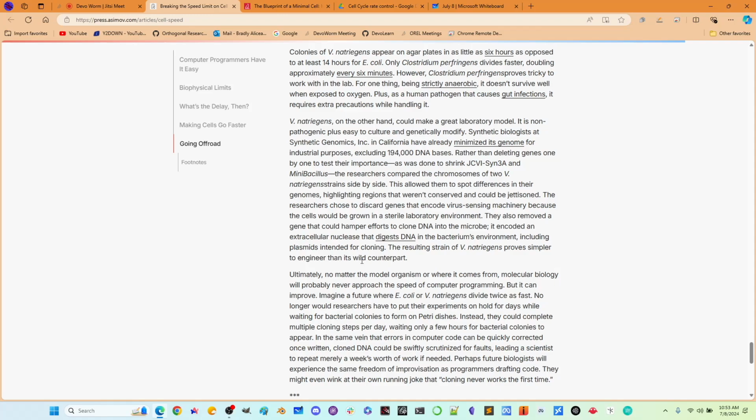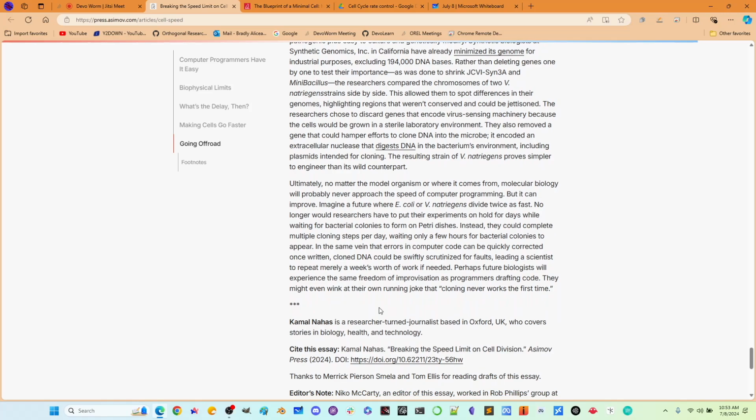So we're trying to reduce the time it takes to divide. And so this is where we just have to imagine, how efficient can we make these systems? How fast can we speed up cell division? When we're working in the lab, we don't really need to have a robust genome. We just need something that divides quickly. So if we can engineer that, then we're better off. And so we'll probably never match the speed of computer programming, but we can improve using model organisms and some of these bioengineering techniques.